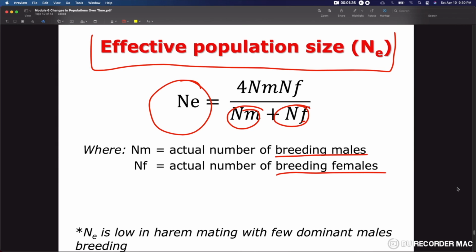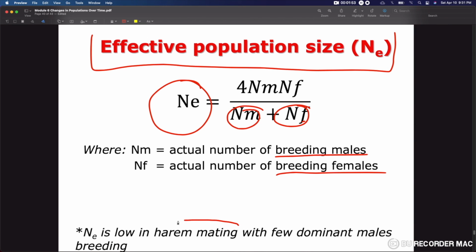Not all are breeding. Some, diba? Some may still be underage, still not have gone to the puberty phase. That's why they're not part of the equation. So that's the effective population size.